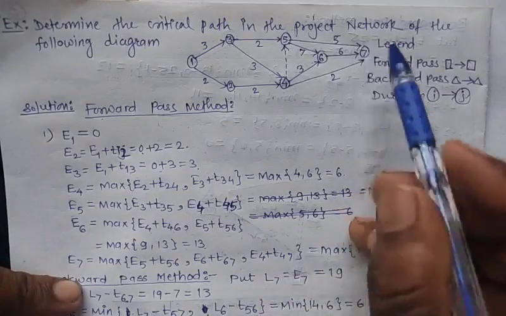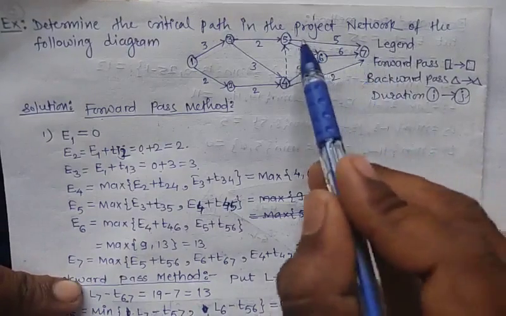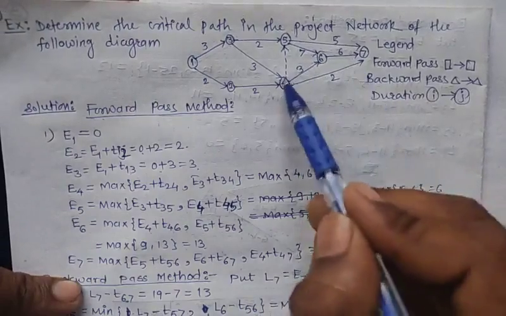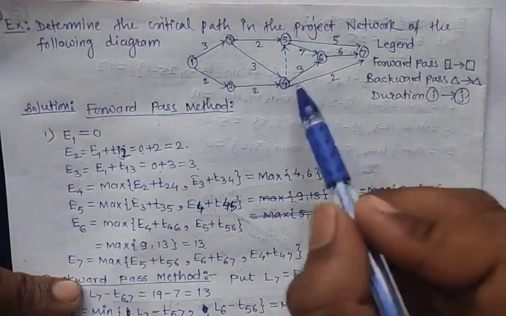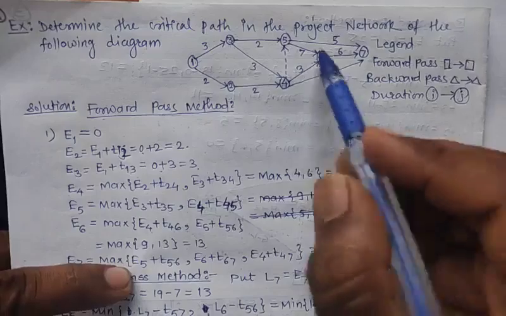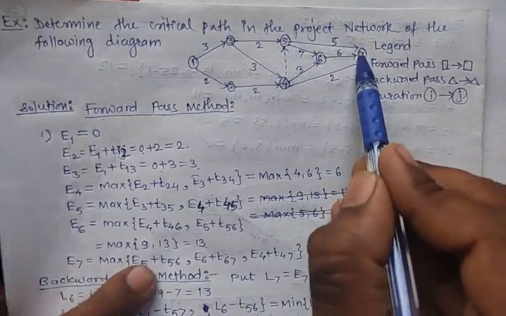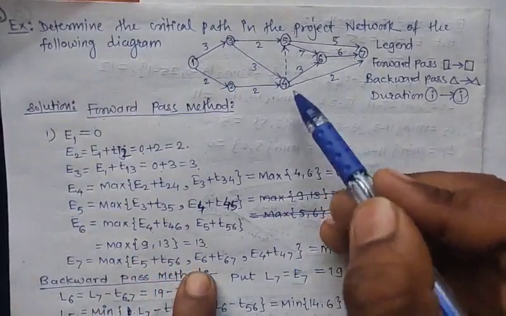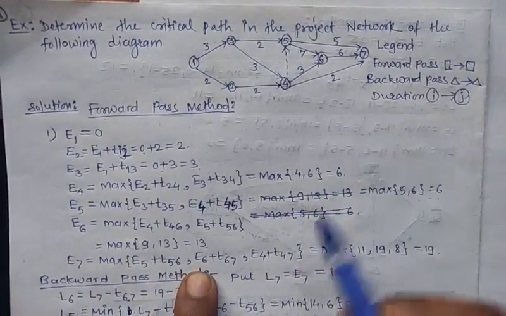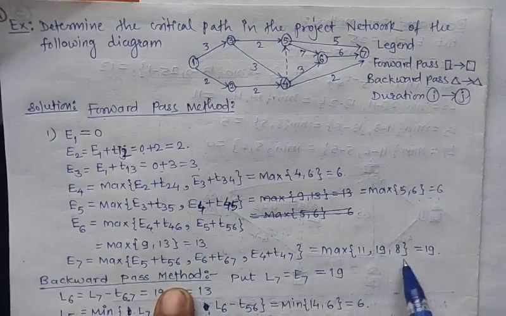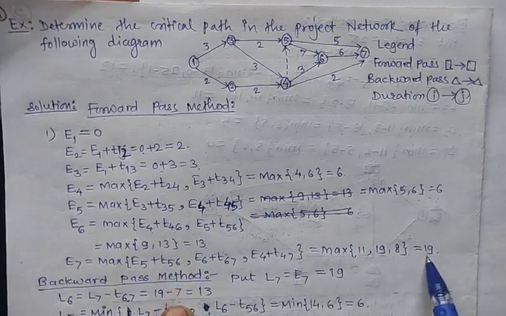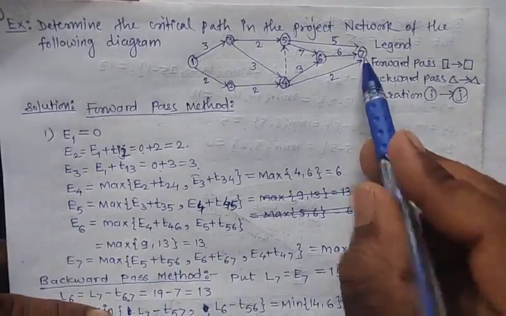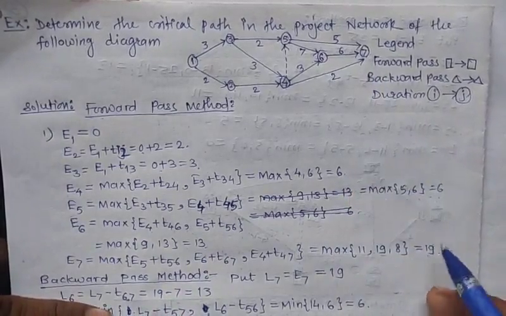Next calculate E7. For E7 there are three incoming arrows, from E4, E6 and E5. So take the maximum between the three: E5 plus T57 is 7, E6 plus T67 is 7, and E4 plus T47 is 7. The maximum between these three will be 19, and this is the last value. This is E7, 19.